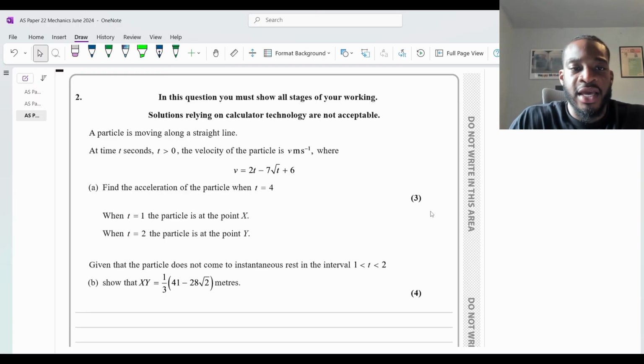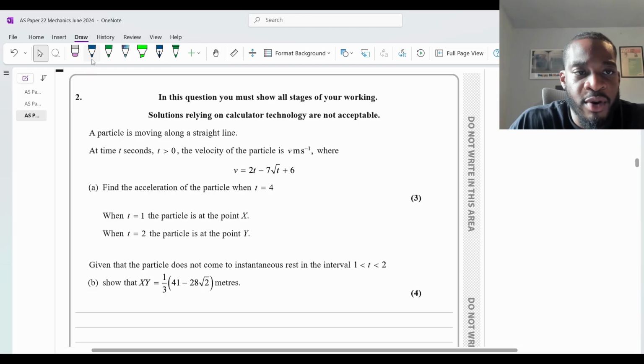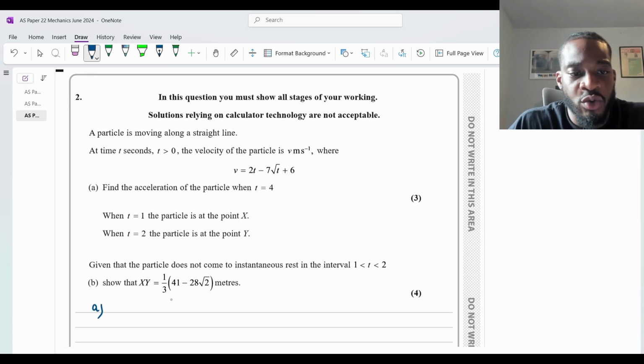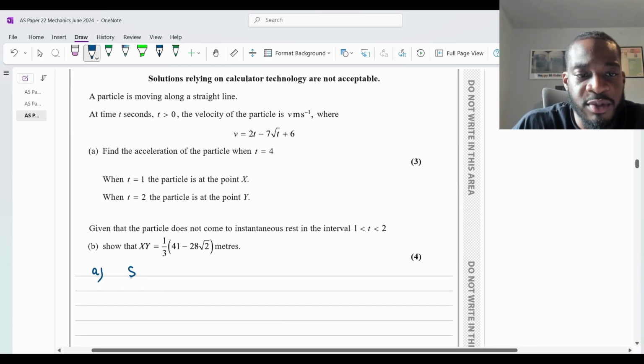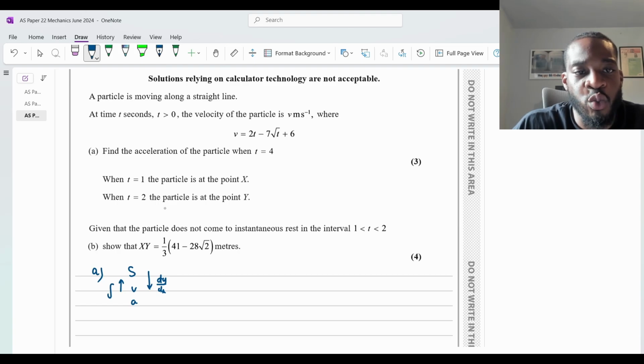Okay, so again, this is just variable acceleration. Remember, let me just put part A here. You always have three things. You've got displacement, you've got velocity, you've got acceleration. If you're going down, you differentiate. I'll just write dy dx. If you're going up, you integrate. So we want the acceleration and we're currently at velocity.